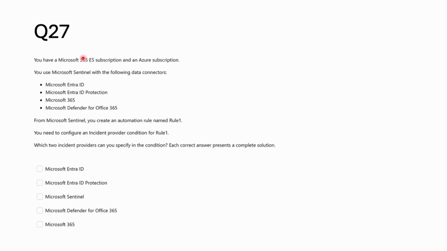Now you have a Microsoft 365 E5 subscription and an Azure subscription. You use Microsoft Sentinel with the following data connectors: Microsoft Entra ID, Microsoft Entra ID Protection, Microsoft 365, Microsoft Defender for Office 365. From Microsoft Sentinel, you create an automation rule named Rule 1, and you need to configure an incident provider condition for Rule 1. Which two incident providers can you specify in the condition? Each correct answer presents a complete solution.